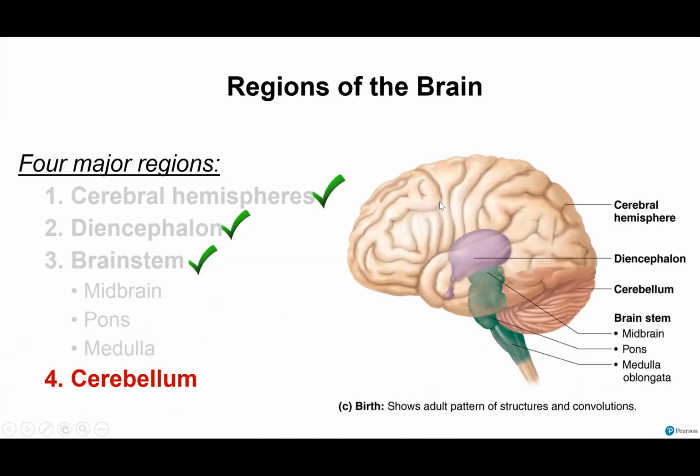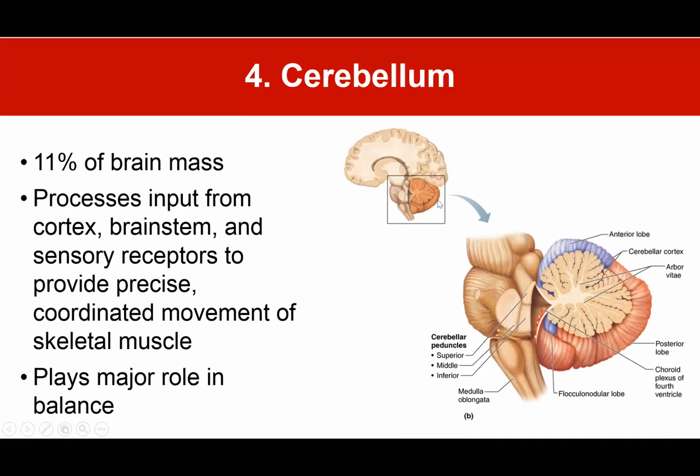And now we're going to talk about the cerebellum. The cerebellum is also called the little brain. That's kind of what cerebellum translates into from its Latin roots. It accounts for about 11% of the brain mass, and its job is to process input from the cortex and also from the brainstem, and also from sensory receptors to provide precise coordinated movement of skeletal muscle.